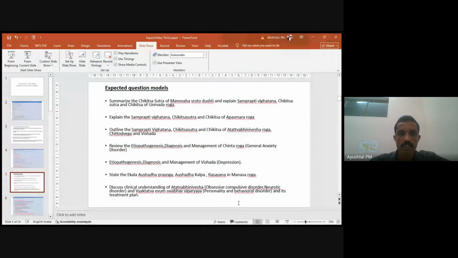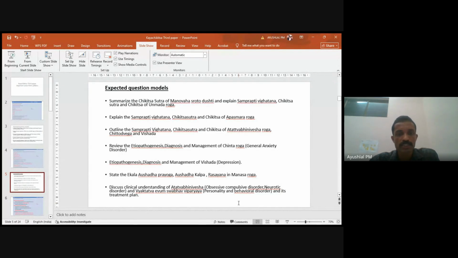Some of the model questions: Summarize the Chikitsa Sutra of Manova Srodha Dushti and explain Samprapti Vighadana, Chikitsa Sutra and Chikitsa of Unmadaroga. This is an expectable question. Here, you should know the Samprapti. Whenever Samprapti Vighadana is asked, you should first frame the Samprapti, then only you can go for Samprapti Vighadana. You can write the classical Samprapti, or you can make a related Samprapti, then go for Samprapti Vighadana.